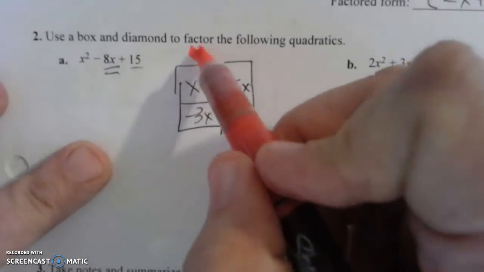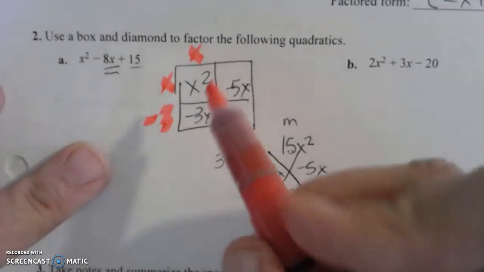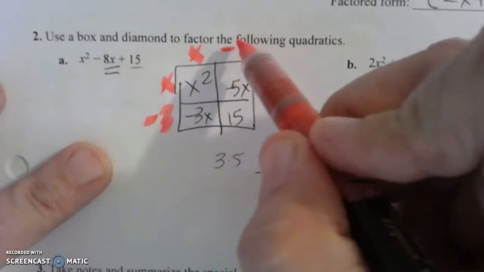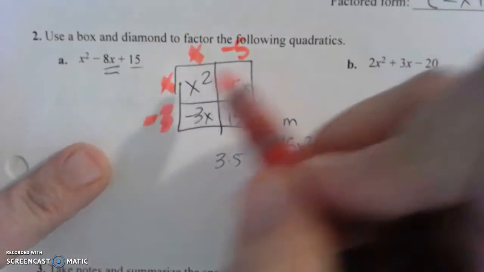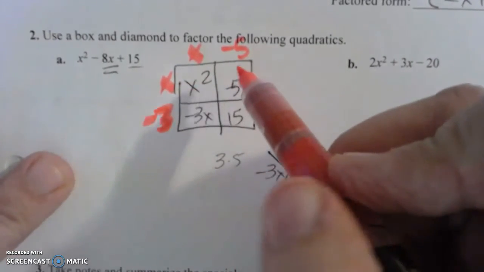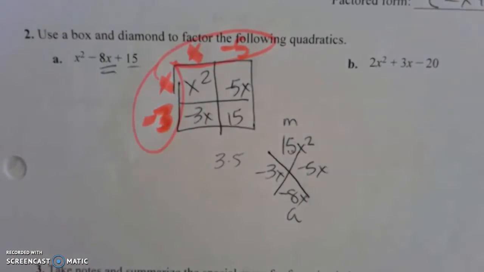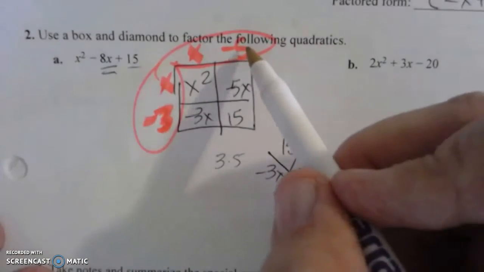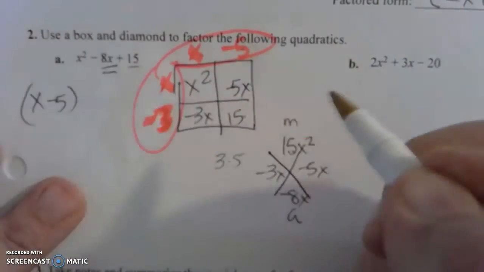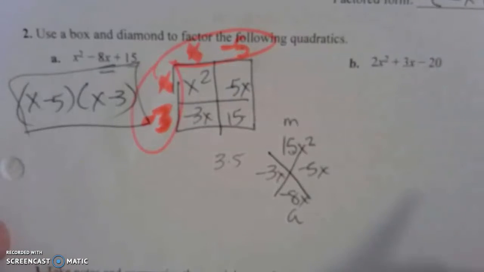It's nice when there's just an x squared because it's x and x. And then we can see this is negative 3. Negative 3 times x is negative 3x. And then negative 5 times x makes negative 5x. So these are my factors right here. We have an x minus 5, and did I double check? Negative 5 and negative 3 make a positive 15. Yes, x minus 5, x minus 3. Okay, that's my answer. Factored form.